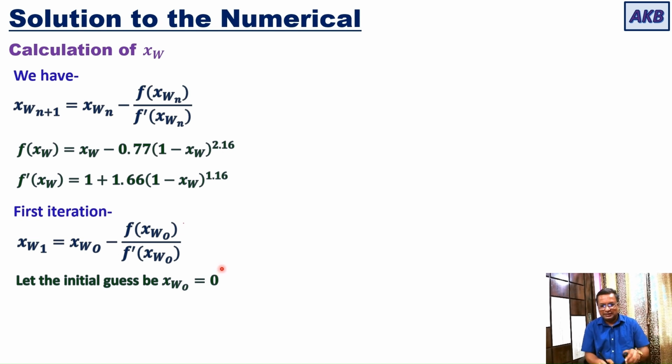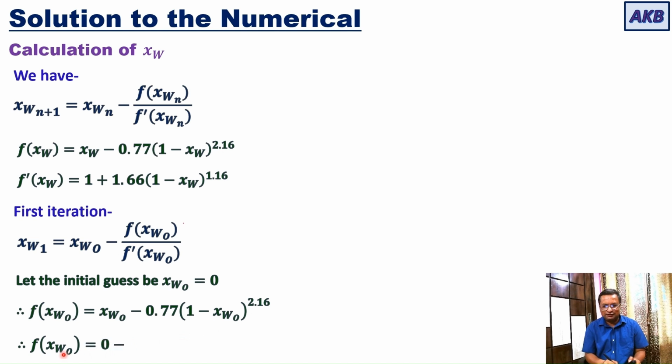One thing is that xw will be between 0 and 1. The minimum value will be 0 and the maximum value will be 1. So you have to choose a value that lies between 0 and 1. So I'm using xw0 as 0. If I do that, I will have to evaluate the function at this value. So f of xw0 will be xw0 minus 0.77 into (1 - xw0) raised to 2.16. That is, f of xw0 is 0 minus 0.77 into (1 - 0) raised to 2.16, that is f of xw0 is minus 0.77.